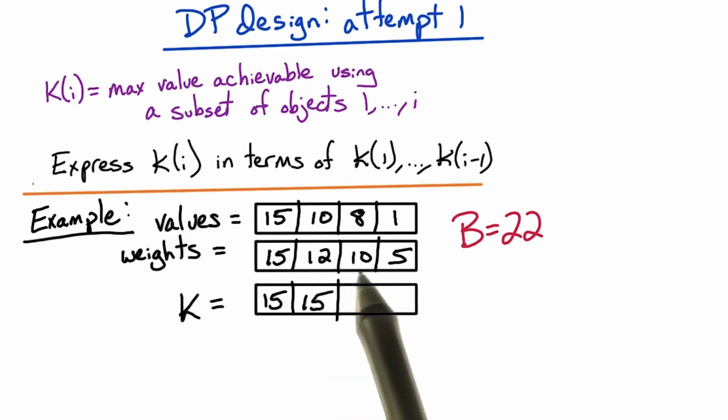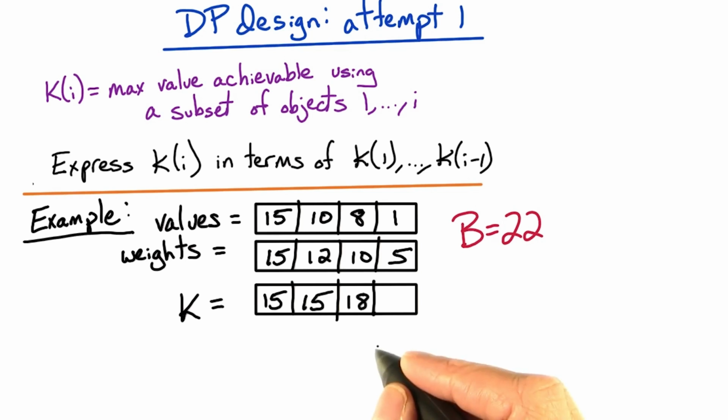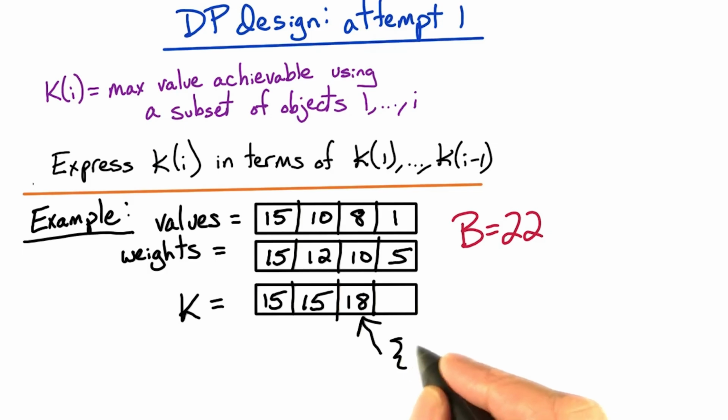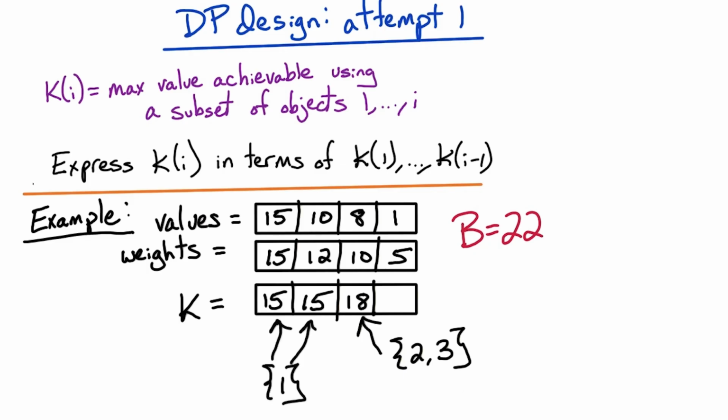They have total weight 22, and this is our optimal solution to the entire problem as we saw before, and that has total value 18. Now note, this solution is obtained by using objects 2 and 3, whereas our earlier subproblems' solutions were obtained by using object 1 only. Now the question is, can we obtain this K of 3, which in this case is 18, using K of 1 and K of 2?